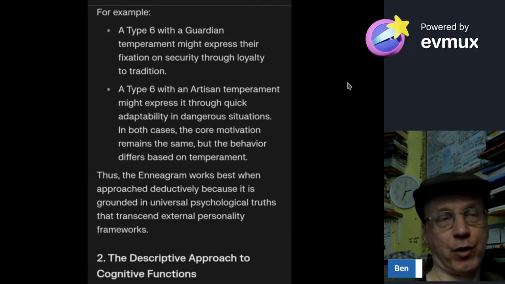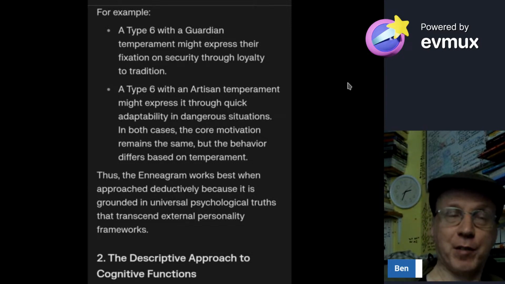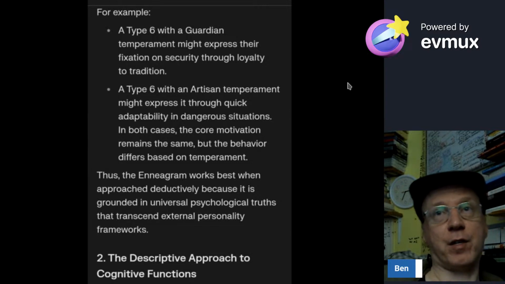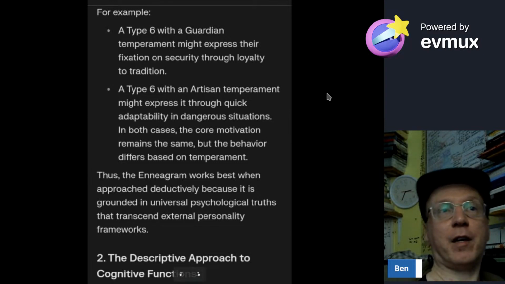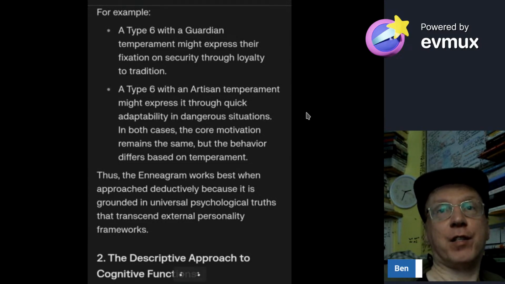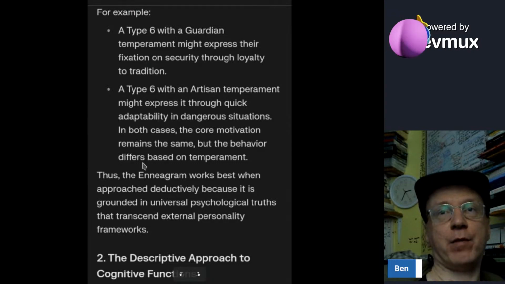So I did a series of this with Jonathan. We did 3 videos on how the Enneagram type 6 fixation can vary, or the type 6 fixated person can vary depending on the temperament of the person who has the fixation. Artisan, guardian, idealist, rational. A type 6 with an artisan temperament might express it through quick adaptability in dangerous situations. In both cases, the core motivation remains the same, but the behavior differs.